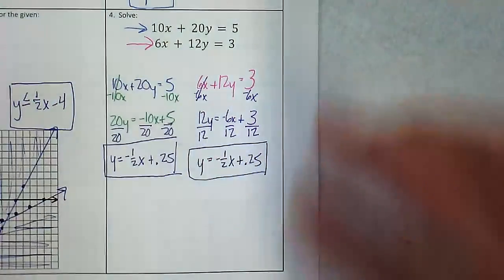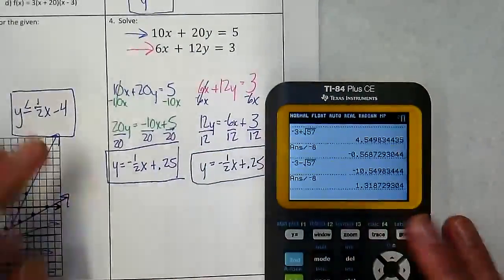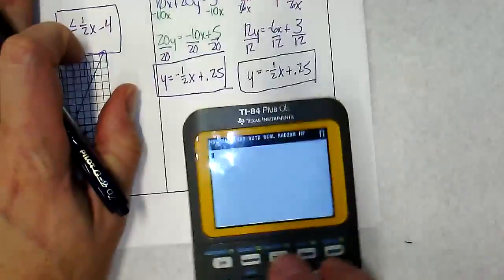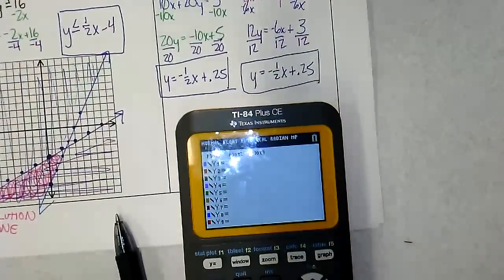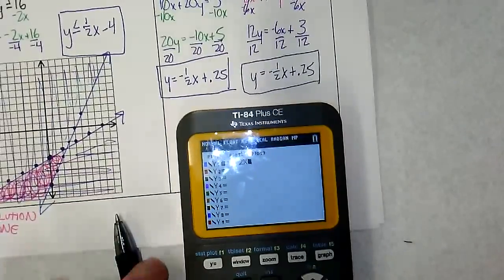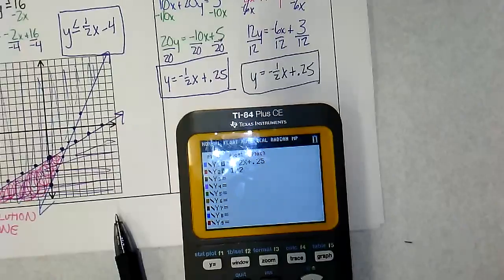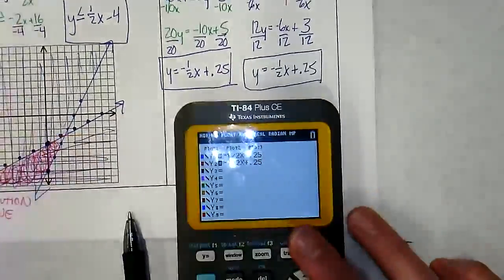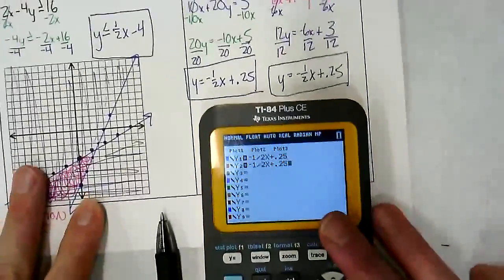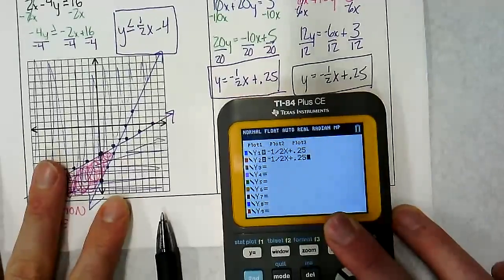Okay, so let's take our two equations here and type them into the calculator. Negative 1 divided by 2, x plus 0.25. Negative 1 divided by 2, x plus 0.25. Hopefully at this point you've noticed that these are the same equation. Hopefully you have made that connection.